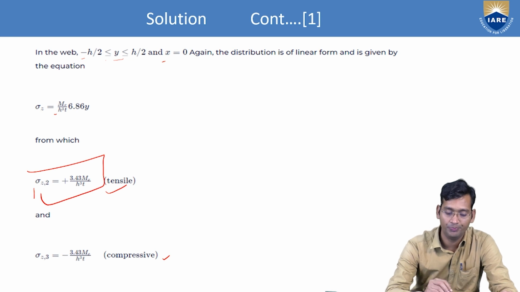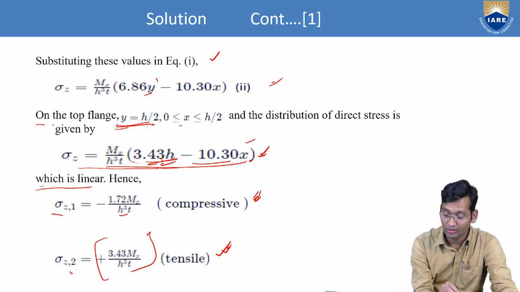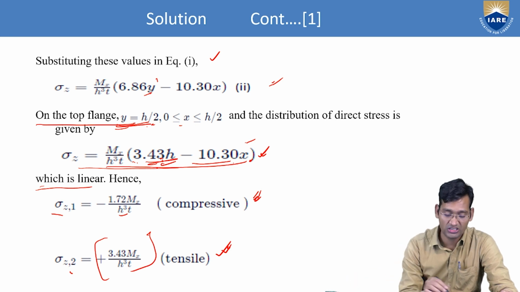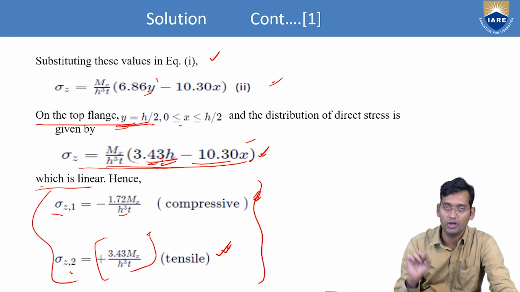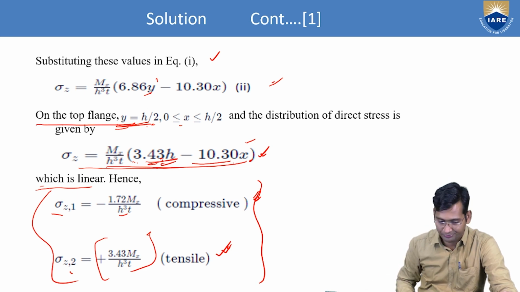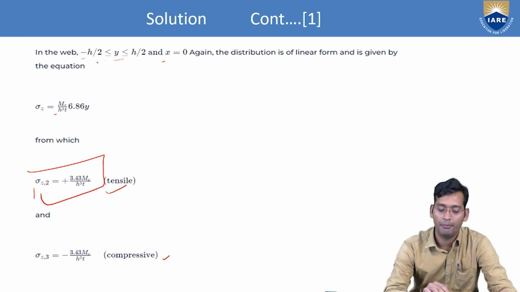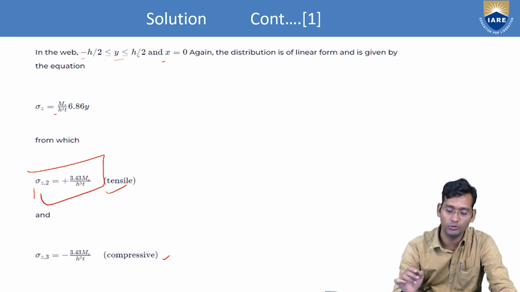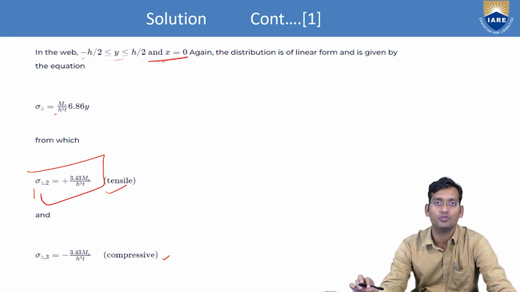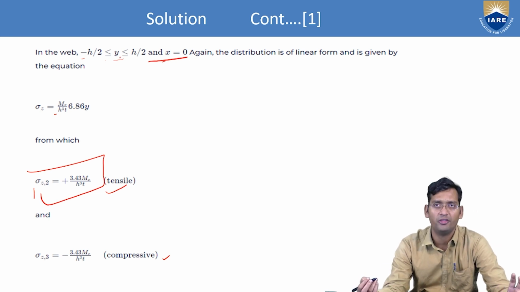Okay, so now just see again. So in the web, this value is for the top flange. Now what we are finding? We are finding for the web, right? So in the web, y should be greater than or equal to minus h by 2 and less than or equal to h by 2, and x equals to 0. So just put x equals to 0 and y as h by 2.